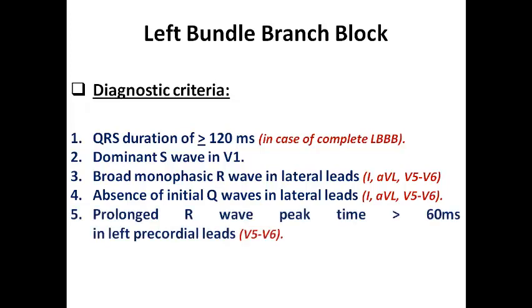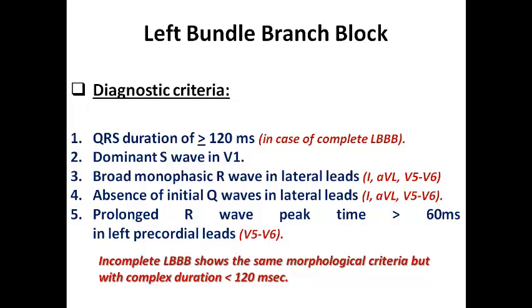Prolonged R wave peak time, which is from the start of the complex to its peak, is more than 60 milliseconds, especially in left precordial leads like V5 and V6, because they overlie the left ventricle directly. And don't forget, incomplete left bundle branch block can show the same morphological criteria but with complex duration less than 120 milliseconds.